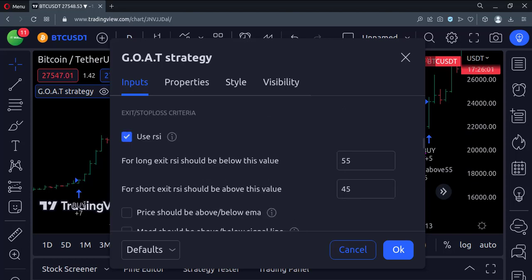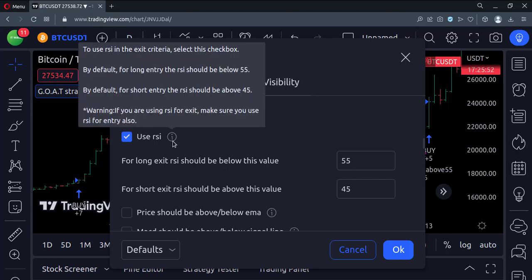Now let's see the exit, or the stop-loss criterias. The first option is of course the RSI 1. If this option is selected, a long entry will hit a stop-loss when the RSI is below the 55 level. And a short entry will hit the stop-loss when the RSI is above the 45 level. All this is written in this tooltip also. But there is a warning, and an important one.